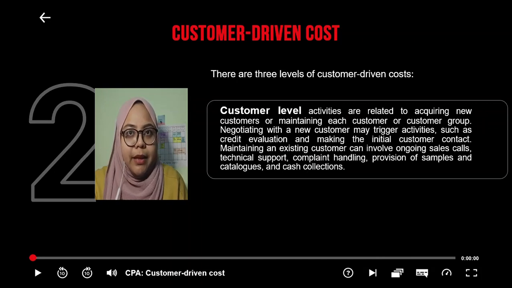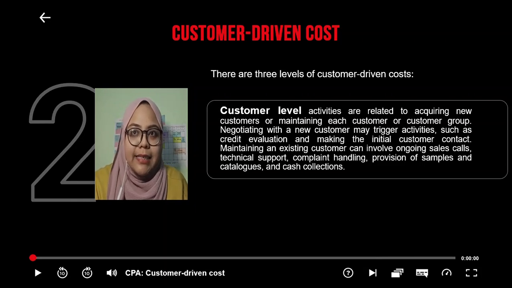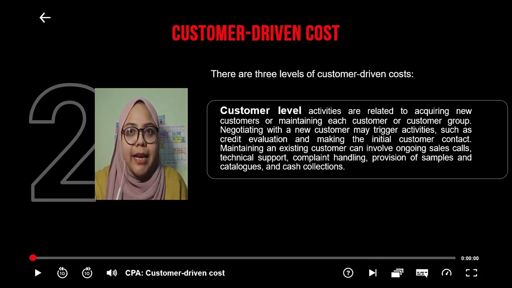Okay, second is customer level. What is customer level actually? Customer level is the activity related to acquiring a new customer or maintaining each customer or customer group. Negotiating with a new customer may trigger activities such as credit evaluation and making the initial customer contact. Maintaining an existing customer can involve ongoing sales calls, technical support, complaint handling, provision of samples and catalogs, and cash collection.